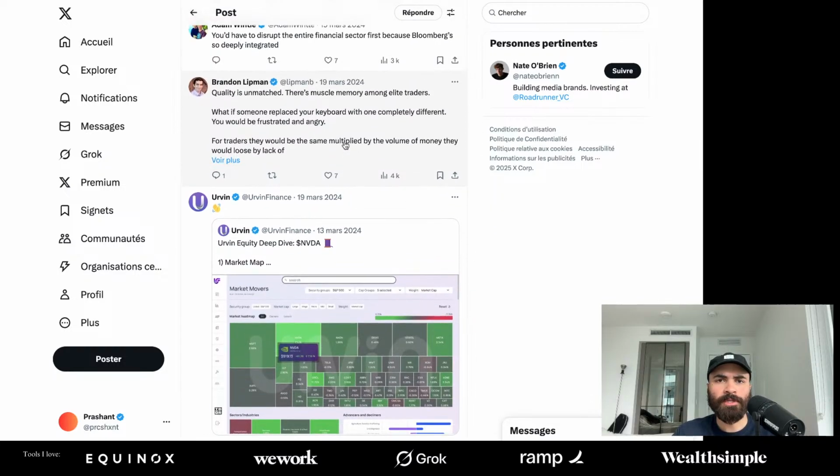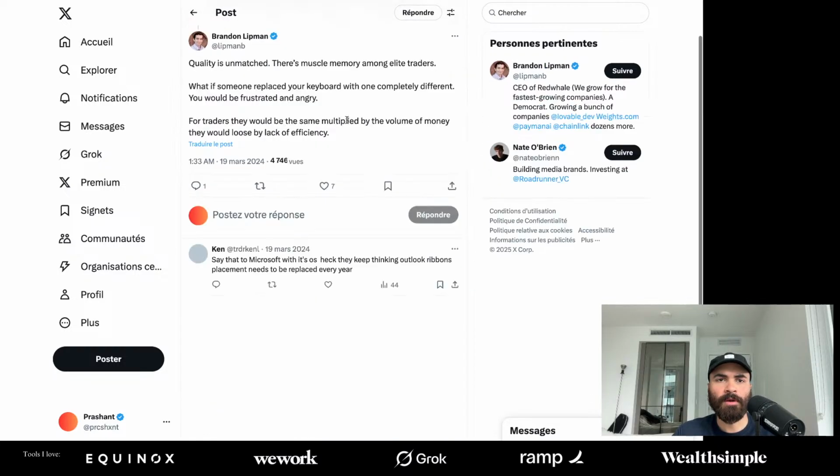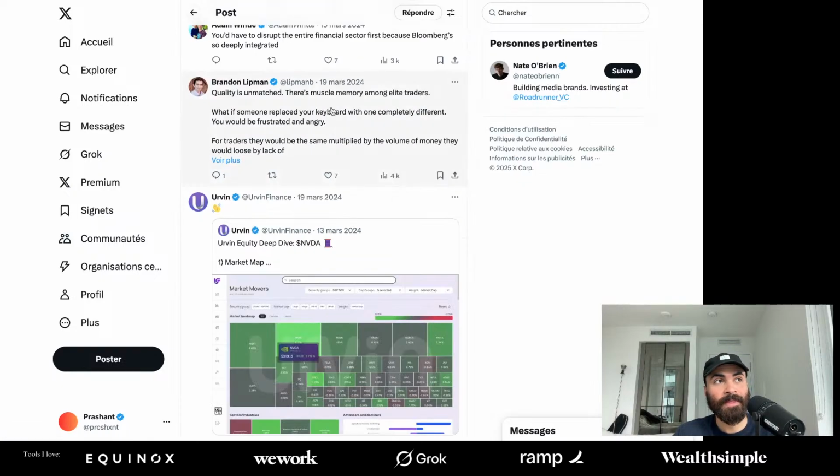Quality is unmatched. There's muscle memory among elite traders. What if someone replaced your keyboard with one completely different? You would be frustrated and angry. For traders, it would be the same, multiplied by the volume of money they would lose by lack of efficiency. That is really interesting.